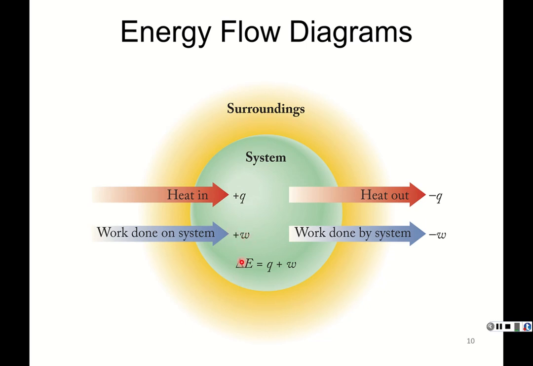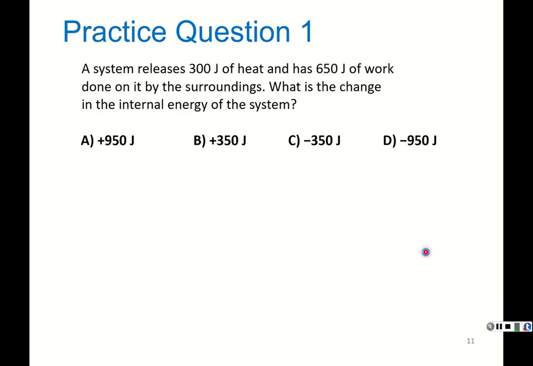Okay? And delta E is just going to be equal to the heat plus the work. If you have a case where the system is losing heat to the surroundings, that Q value is going to be negative. And if the system is doing work on the surroundings, that is going to be a negative value for work. So let's try a first quick practice problem here.